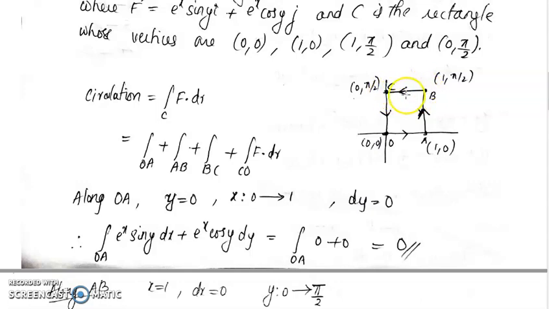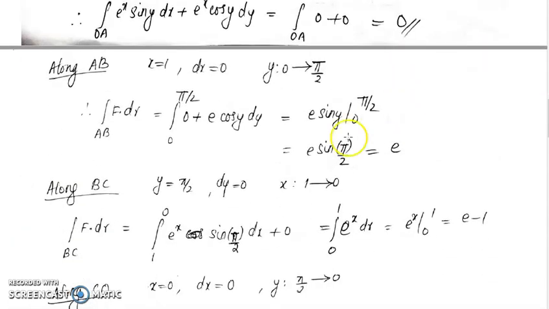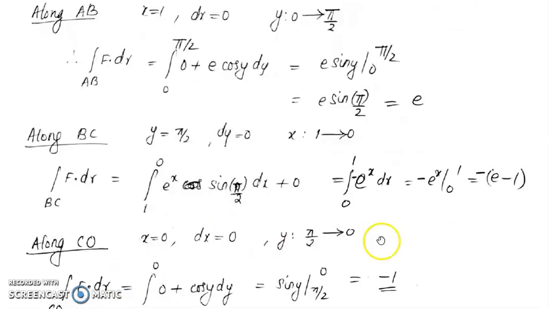So y is fixed, therefore dy will be 0 and x is varying from 1 to 0. So the integral over BC of f dot dr is the integral from 1 to 0 of e raised to x sin pi by 2 dx. So that is the integral from 0 to 1 of minus e raised to x dx. So that is minus e raised to x from 0 to 1. So you will get minus of (e minus 1).